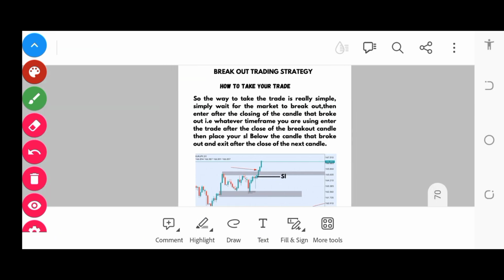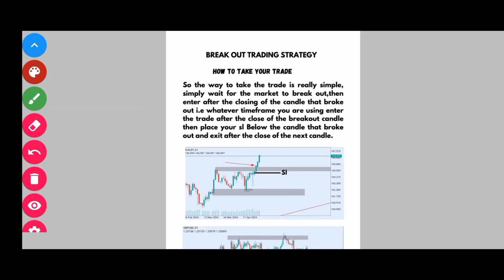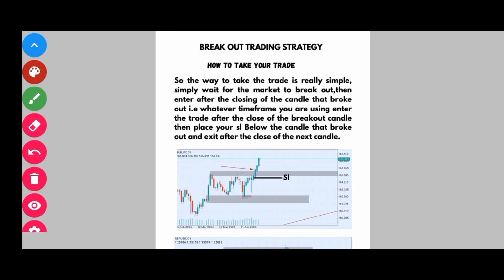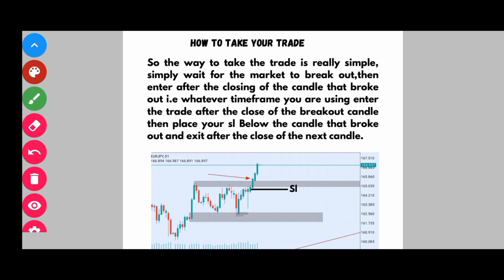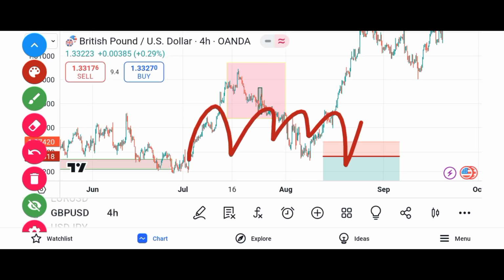So the way we trade it is really simple. Simply wait for the market to break out, then enter after the closing of the candle that broke out. Whatever time frame you are using, enter a trade after the close of the breakout candle. Then place your stop loss below the candle that broke out and exit after the close of the next candle. I'm going to explain this when we go back to the chart. Okay, so we're going to see this in the live chart also.